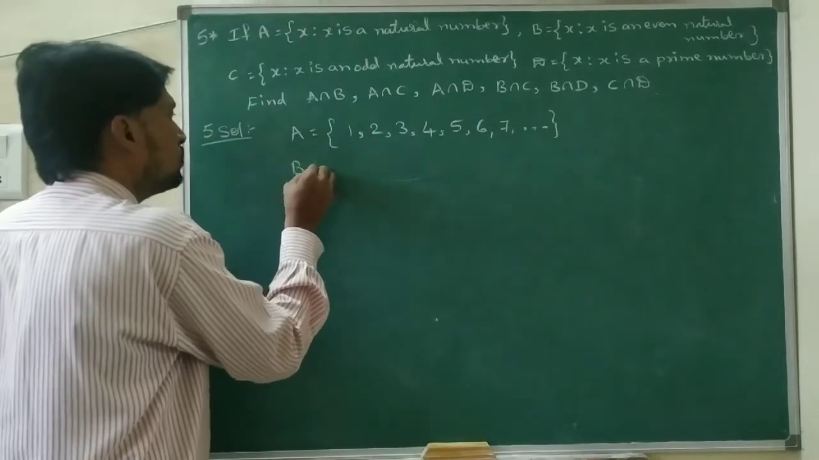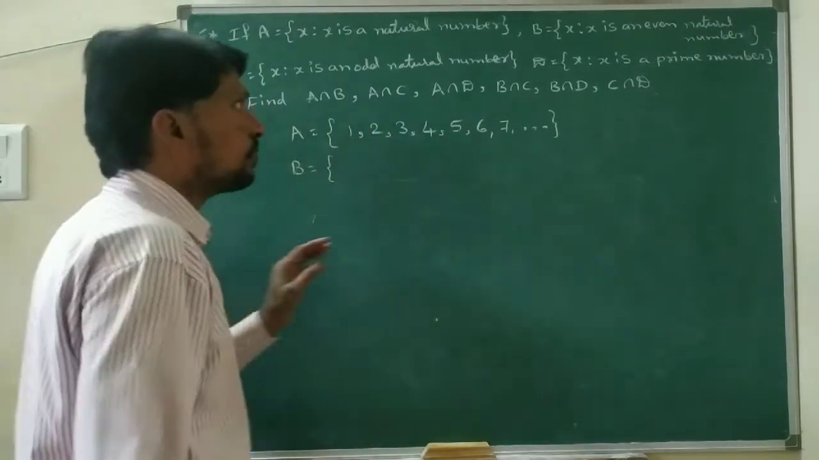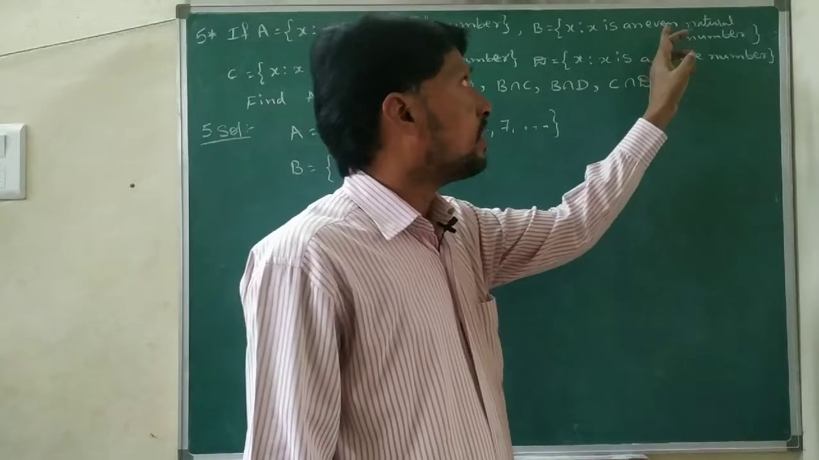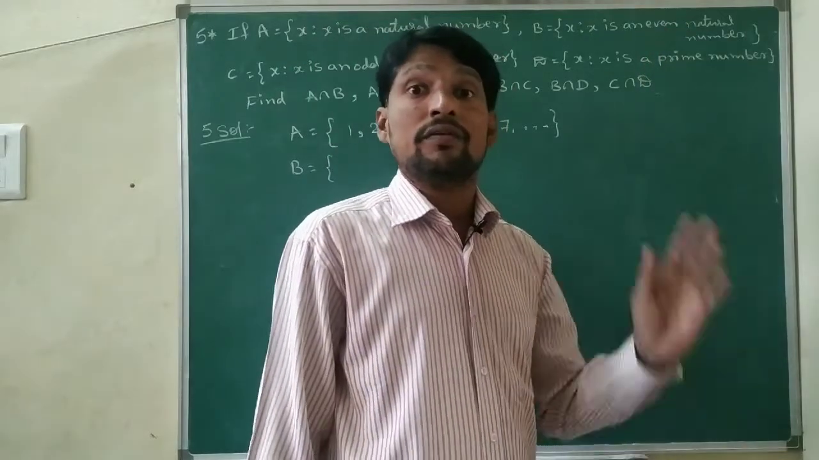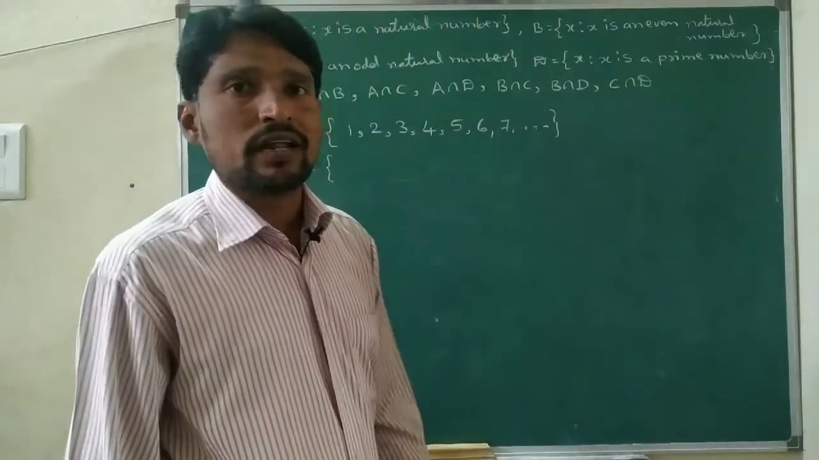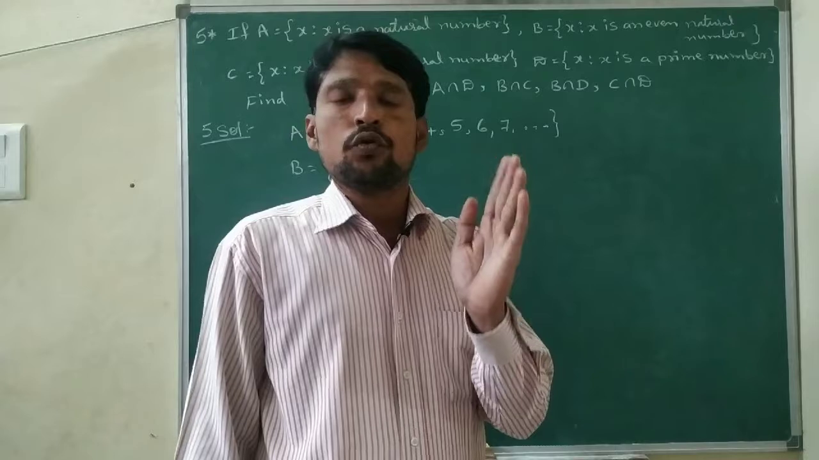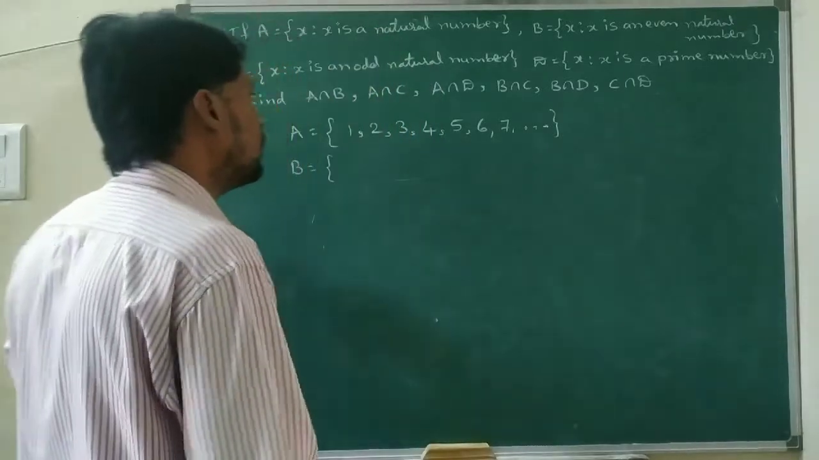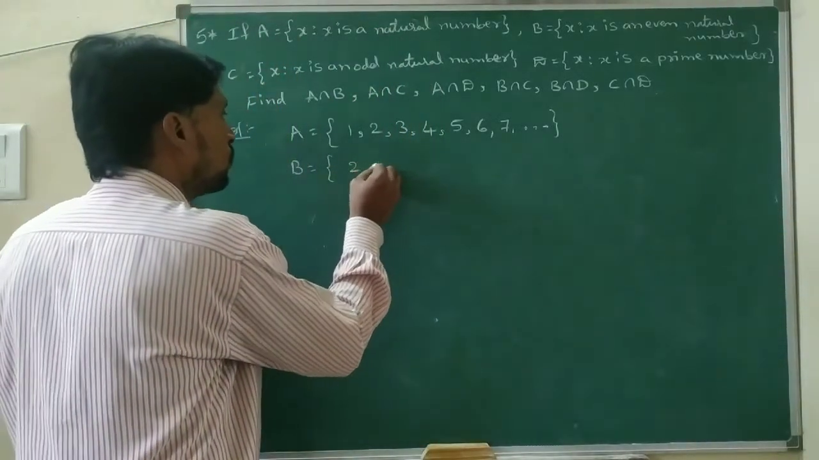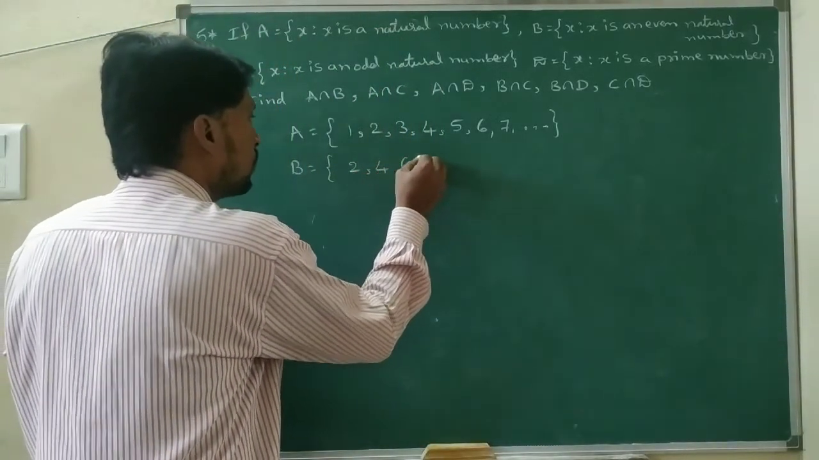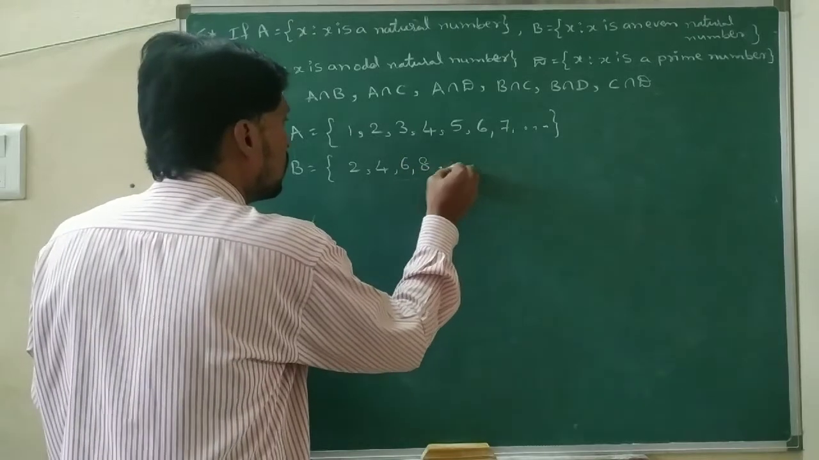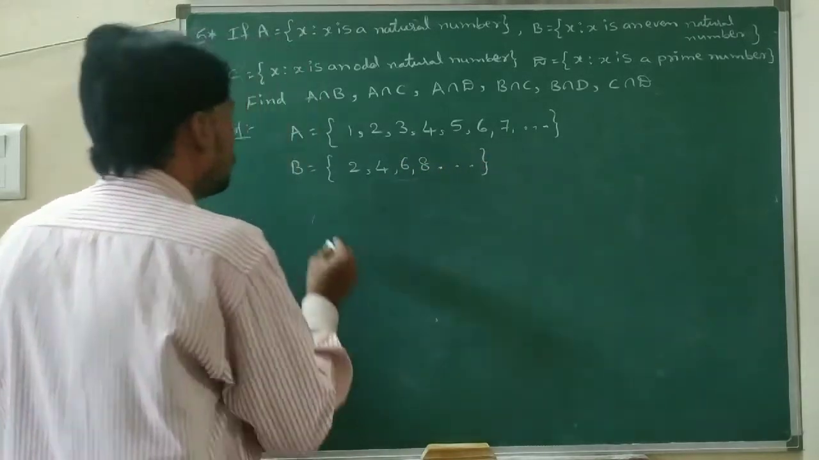Next, B equals the set of X such that X is an even natural number. So what are even natural numbers? 2, 4, 6, 8, and so on are called even natural numbers.